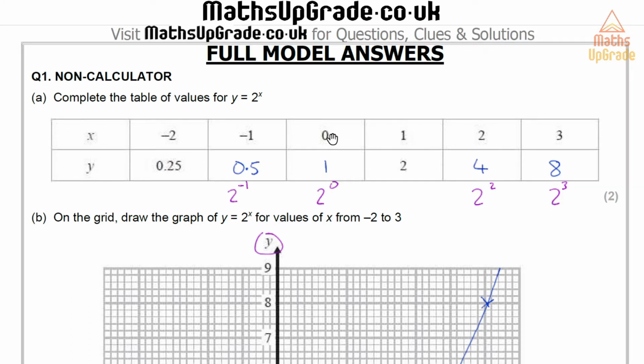Now the rest of these numbers: 2 to the power of 0, anything to the power of 0 is the number 1. So this would be 1 here, and this is 2 to the power of negative 1. This is known as a reciprocal, so this is the same as 1 divided by 2. 1 divided by 2 is 0.5.